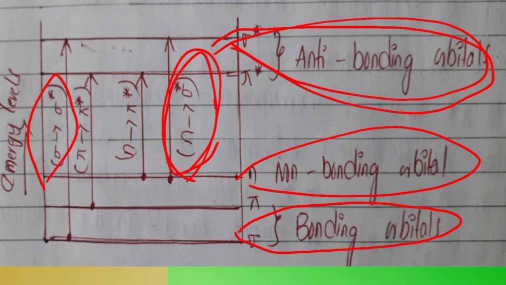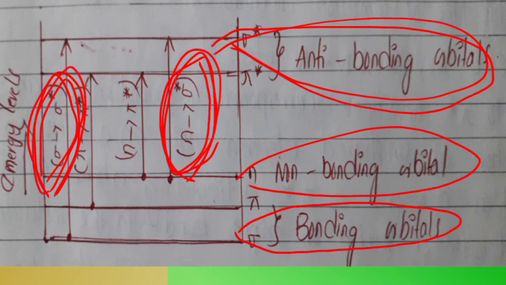This transition requires less energy than the sigma to sigma star transition. These transitions occur in organic molecules that contain heteroatoms like nitrogen, oxygen, sulfur, etc. These transitions are studied in a UV-visible spectrophotometer.